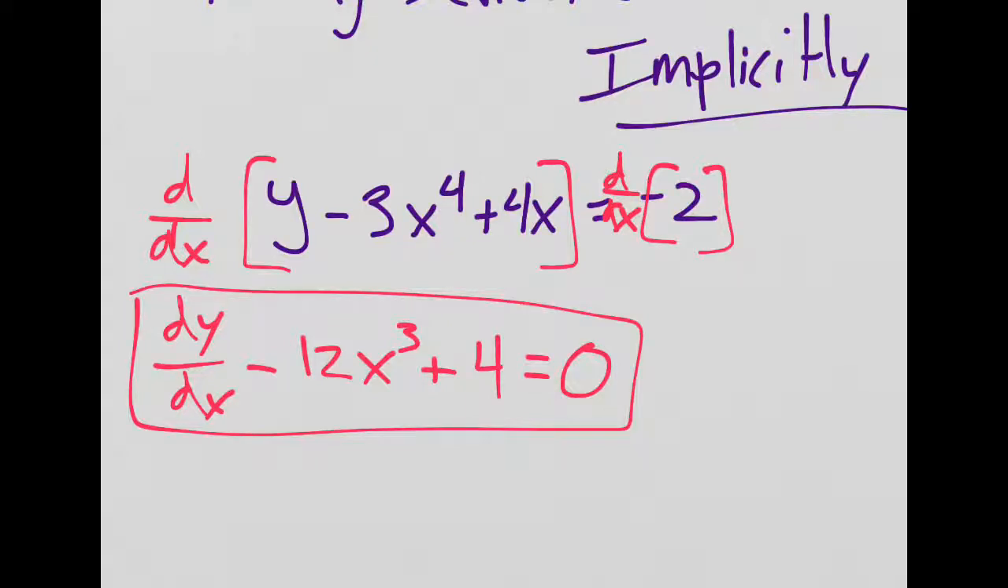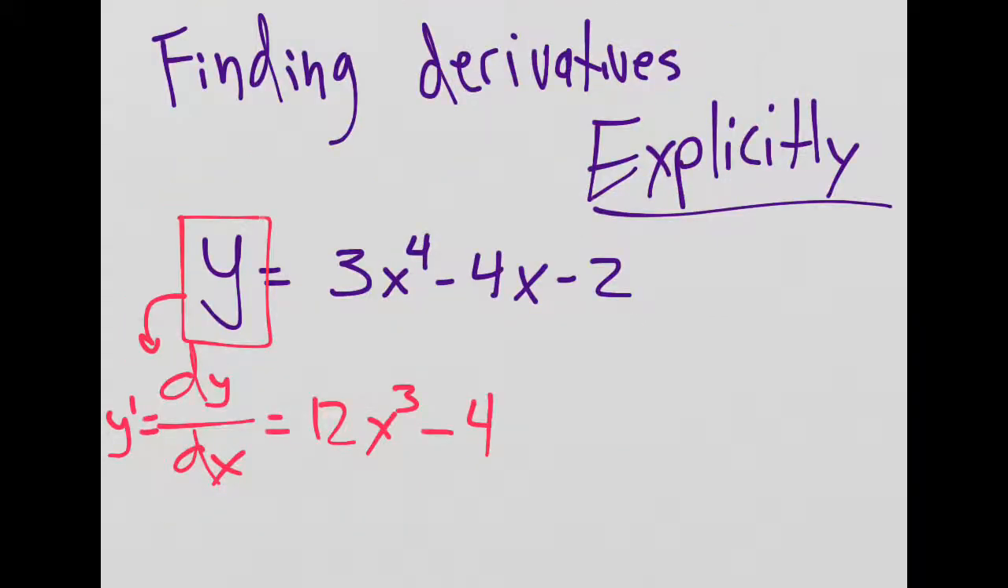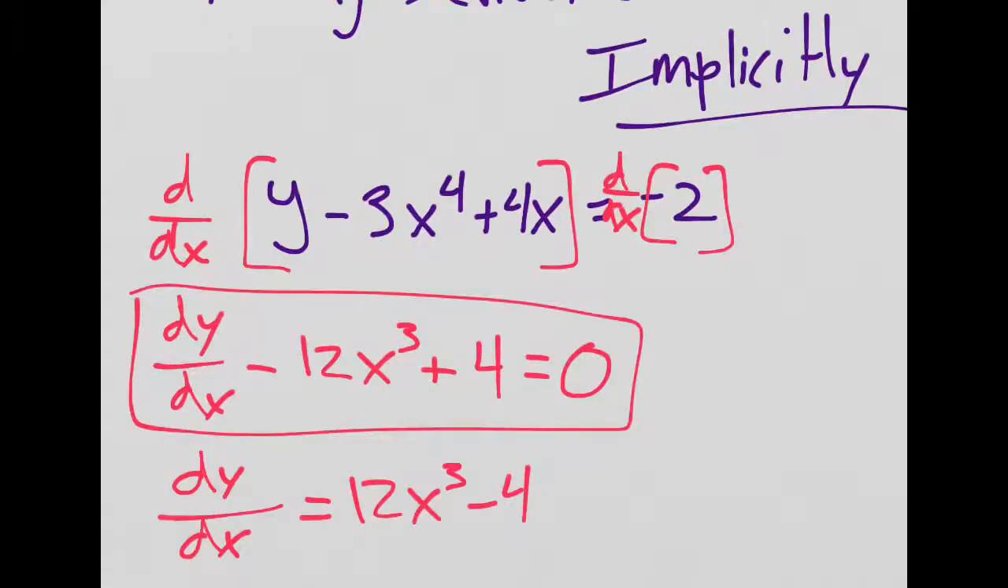And so I could rearrange this equation. I could add 12x cubed and subtract 4 from both sides to get dy/dx equals my positive 12x cubed minus 4, which is the same derivative I found explicitly. I just found that derivative implicitly as well. And so you should find the same exact derivative explicitly or implicitly, but we're now going to see how we can take more complicated derivatives using this idea of implicit differentiation.